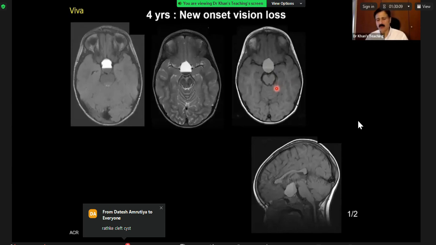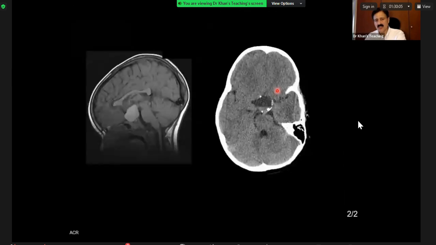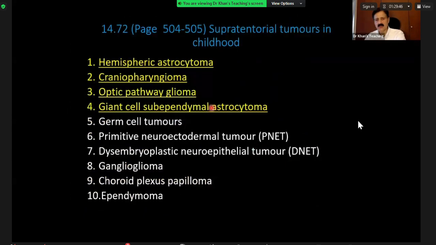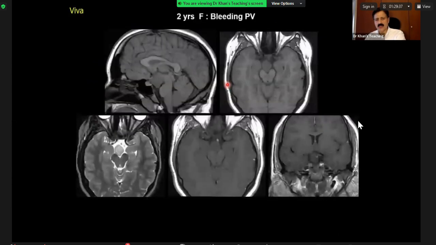There can be because of high proteinaceous matter, or there can be blood products also. This is another case of craniopharyngioma, slightly atypical, but again, there was calcification on the CT scan. The key finding is that the pituitary itself is normal. So this is the differential diagnosis of suprasellar lesions. And this is the differential diagnosis of supratentorial tumors in childhood. And again, craniopharyngioma will be there.